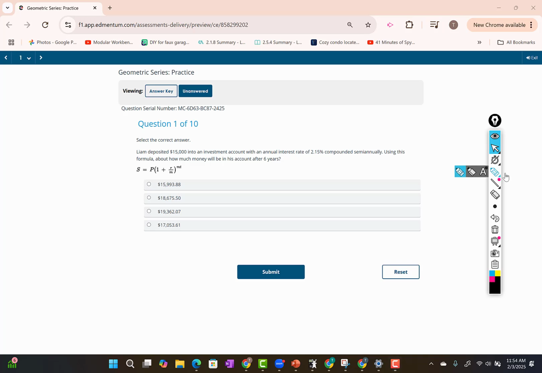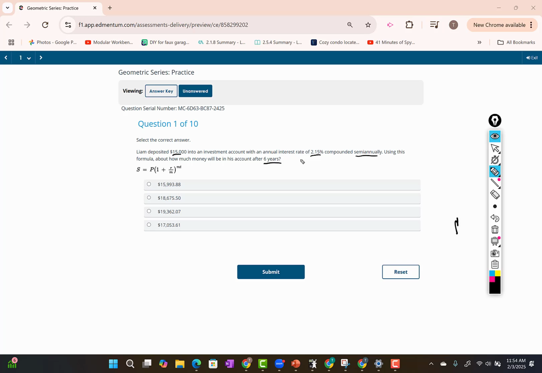Question number 1. Liam deposited $15,000 into an investment account with an annual interest rate of 2.15% compounded semi-annually. Using this formula, about how much money will he have in his account after 6 years?